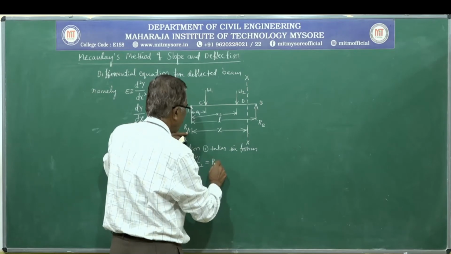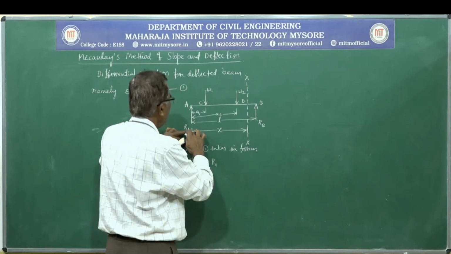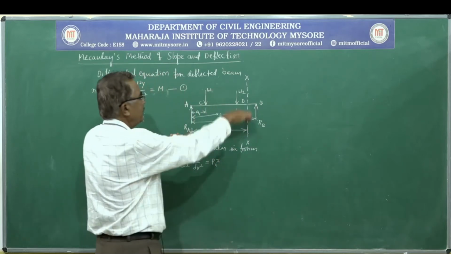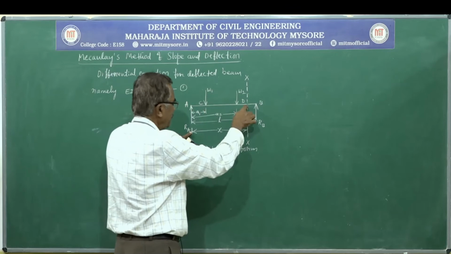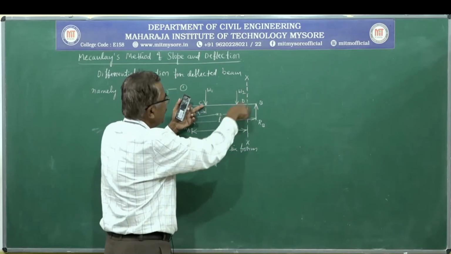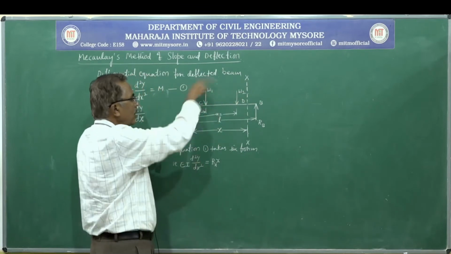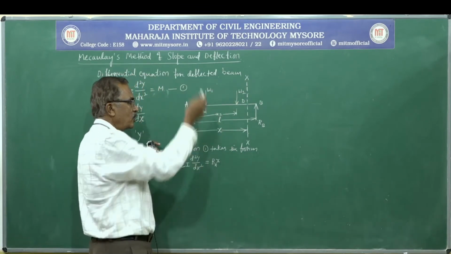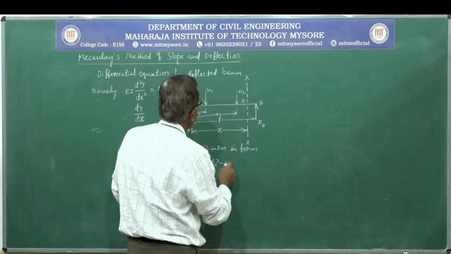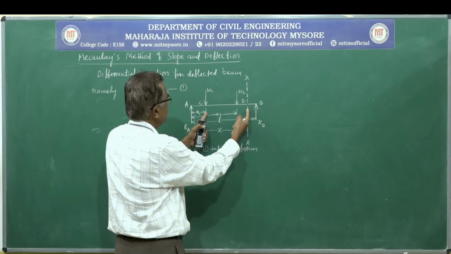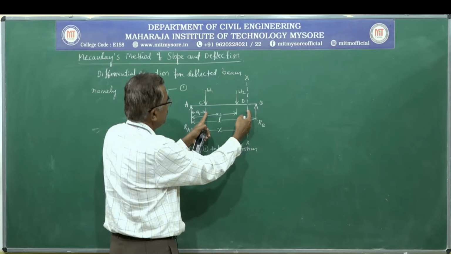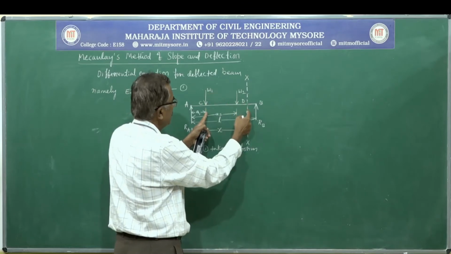RA, the perpendicular distance is x, so RA into x. This is the bending moment due to RA about section x. Next, this W1 will create an anti-clockwise moment. When we treat clockwise as positive on the left hand side, anti-clockwise will automatically be negative, so minus W1 into the perpendicular distance, this distance from here to here, the perpendicular distance for this W1 up to this section.